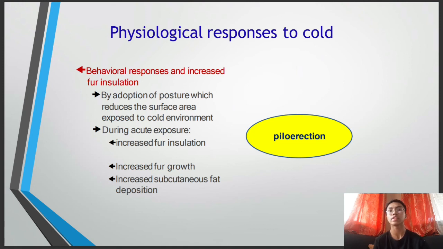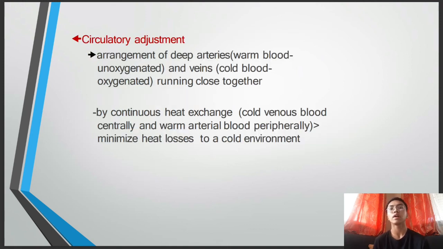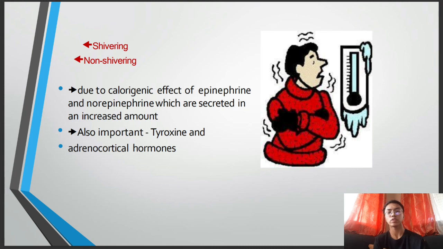So circulatory adjustment: the arrangement of deep arteries and veins running close together. By continuous heat exchange between cold venous blood and warm arterial blood, heat losses to a cold environment are minimized peripherally. So shivering is to shake involuntarily, as from cold or fear. And non-shivering is generation of heat by the body in response to cold stimuli.